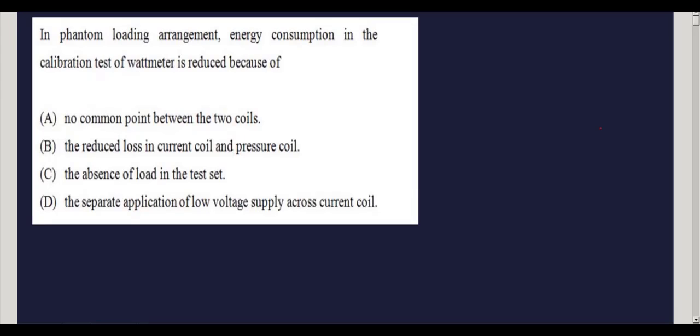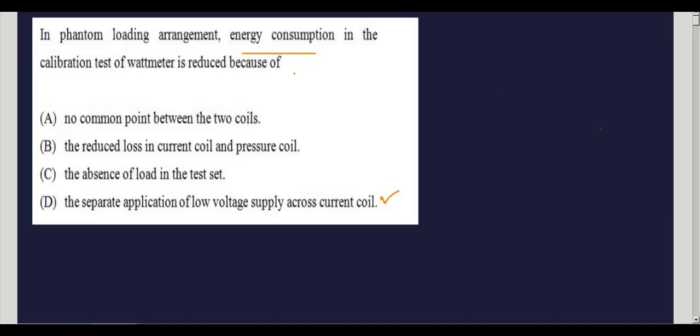So, what is the next question given? In phantom loading arrangement, energy consumption in the calibration test of the wattmeter is reduced because of what? What do we do in phantom loading? You separate the current coil and give a low voltage DC supply to this current coil. Okay. So, that is the reason energy consumption is reduced, because we are separating the current coil. You have a current coil and pressure coil in the wattmeter. The current coil is in series with the load, the pressure coil is connected across the supply, in an actual wattmeter. So, in phantom loading we separate the current coil and give a separate low voltage supply across the current coil. Okay. So, option D is the answer.